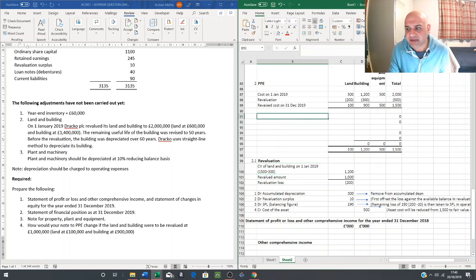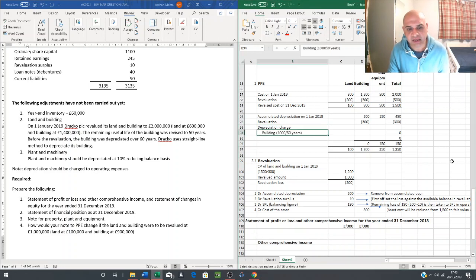Okay. Then accumulated depreciation. Right. Opening balances, because of revaluation, get rid of it. Okay. And then depreciation charge. Building will be depreciated over 50 years. Same, no changes. So this is going to be 1 million over 50 years, and that should give you 20. So positive 20, and plant and equipment, no change. Okay, and that should be 35 as before.